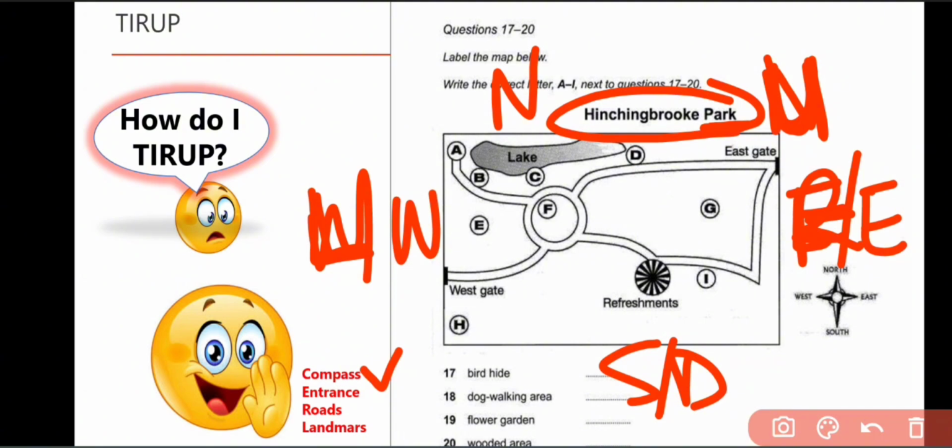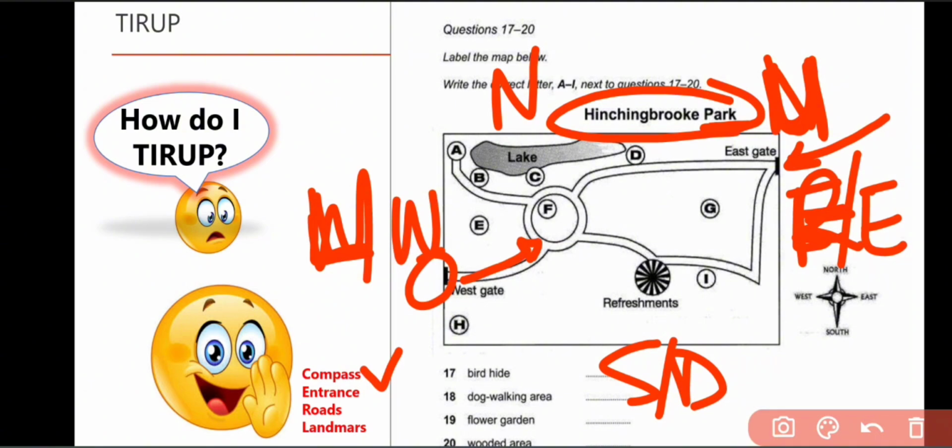The entrance is usually at the bottom. So mostly the entrance is going to be around this west gate. They are going to tell us that they are entering through this west gate. But if they are not going to enter through this west gate, they may say that they are going to enter through this east gate.